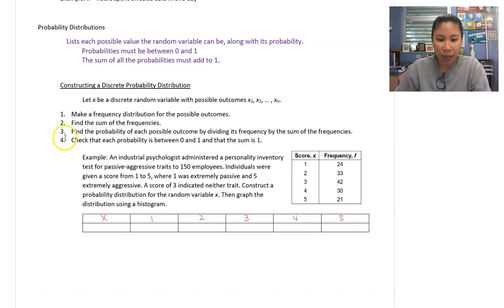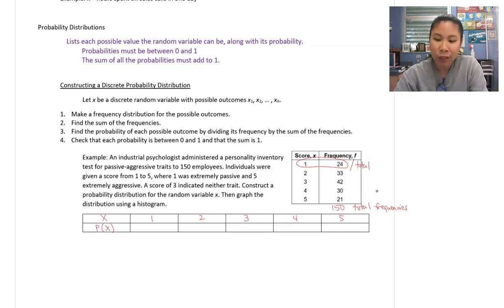Okay, so then step 2 says find the sum of the frequencies, because for the second row, what we're trying to do is find the probability. So we would write this as p parentheses x, the probability of x. In order to find that probability, to get a score of 1, the probability would be 24 out of the total, because that's how we normally find probabilities. So we would need to figure out the total of all our frequencies added together in order to divide that way. Adding all of these together, we end up with 150.